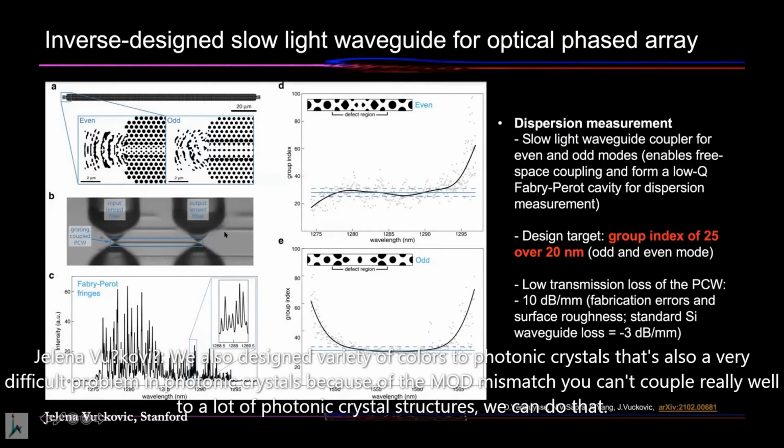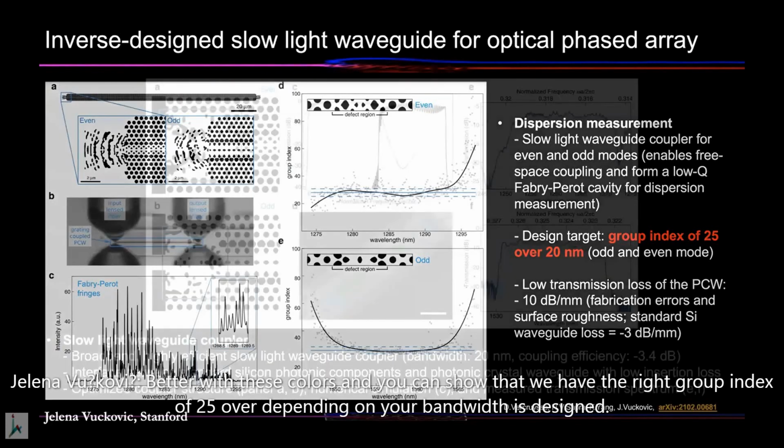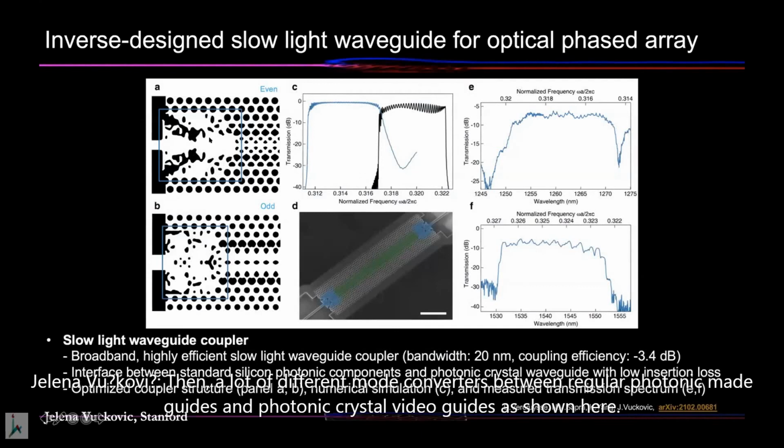We also designed a variety of couplers to photonic crystals. That's also a very difficult problem in photonic crystals because of the mode mismatch. You can't couple really well to a lot of photonic crystal structures. We can do that better with these couplers, and we can show that we have the right group index of 25 over 20 nanometer bandwidth as designed. Then a lot of different mode converters between regular photonic waveguides and photonic crystal waveguides, as shown here.